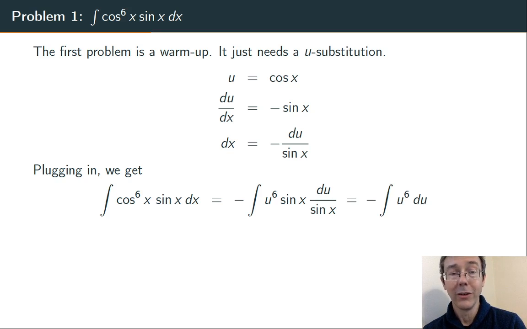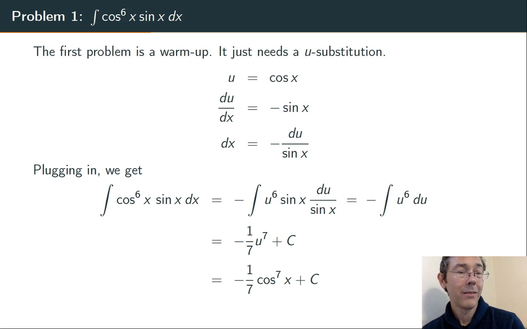Negative the integral u to the 6th du. This is an elementary antiderivative. U to the 6th becomes 1/7 u to the 7th. Take out the u, replace it with what it's equal to, and we're done. Negative 1/7 cosine to the 7th x plus c.